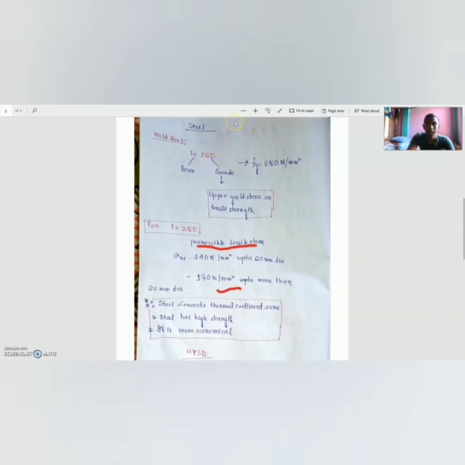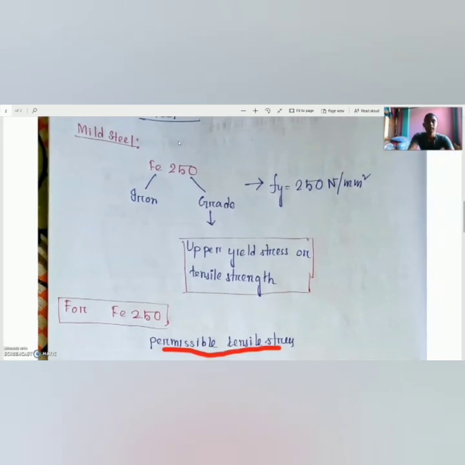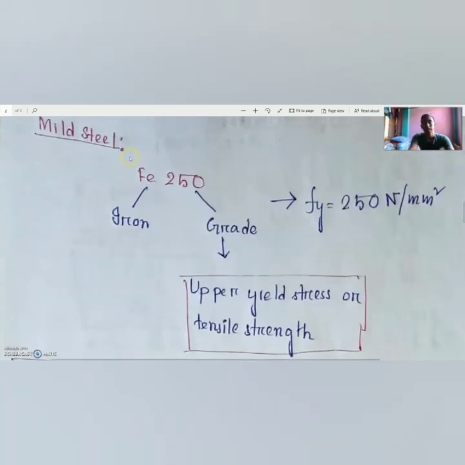For steel, first we will learn about mild steel. So what is mild steel? Mild steel means Fe250. Fe means iron and 250 means the grade. Grade means Fy, its characteristic value, 250 Newton per mm square. Fy you can call the upper yield stress or the tensile strength. Remember the tensile strength, because we use steel in the tensile zone.